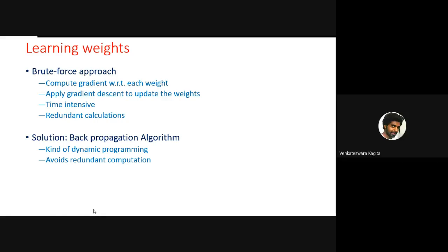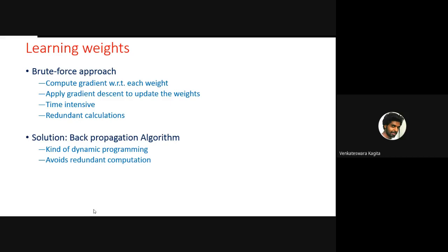So the simple way to extend the gradient descent algorithm for a simple perceptron to the neural network is that here also we can compute the gradient with respect to each and every weight or parameter in the network. And then we can apply gradient descent to update the weights, that is theta j equals theta j minus alpha times the derivative of J with respect to that particular parameter theta j. But then it is very time intensive and involves redundant calculations.